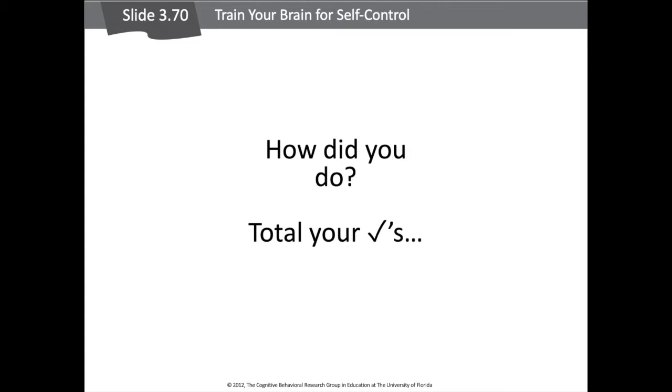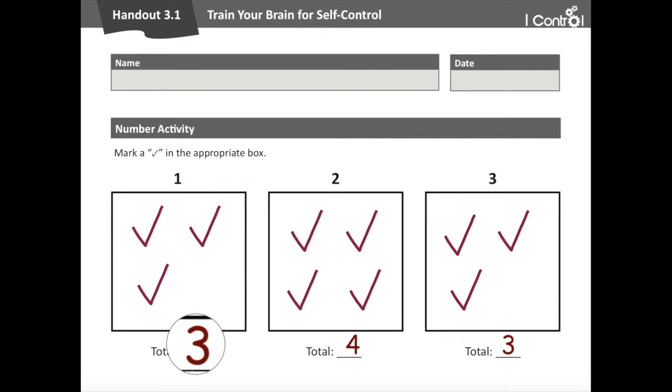Now count up your check marks in each box. If you got all of them correct, you would have a total of 3 checks in box 1, 4 checks in box 2, and 3 checks in box 3. Now think about this activity. How did it require you to use self-control?